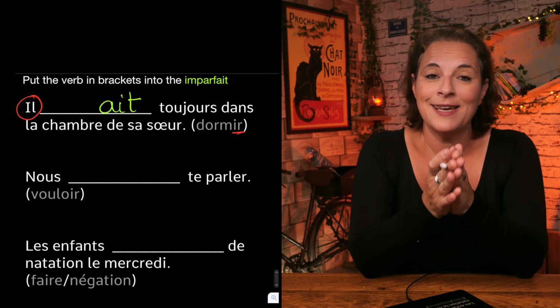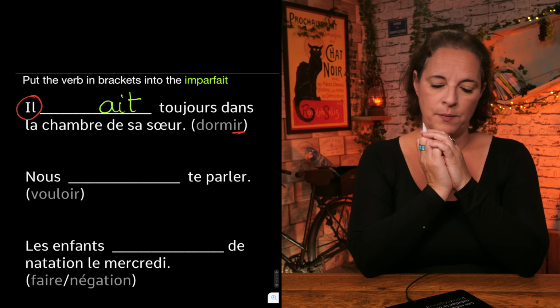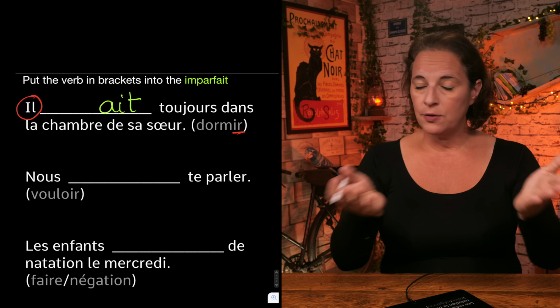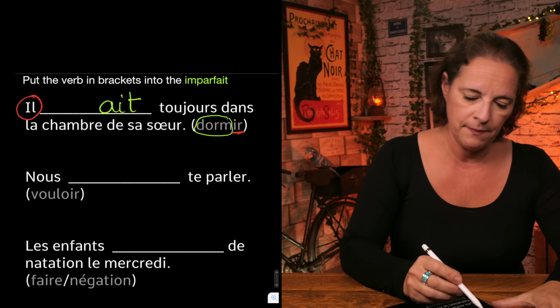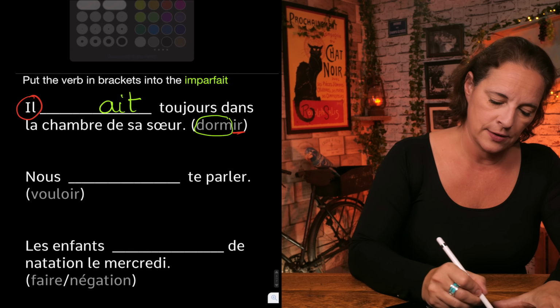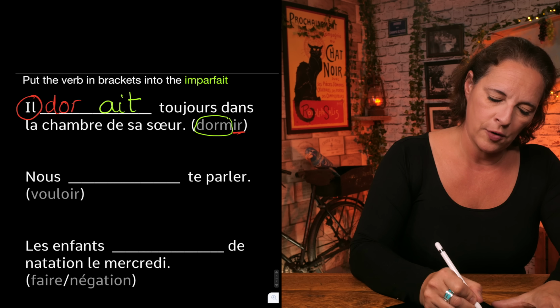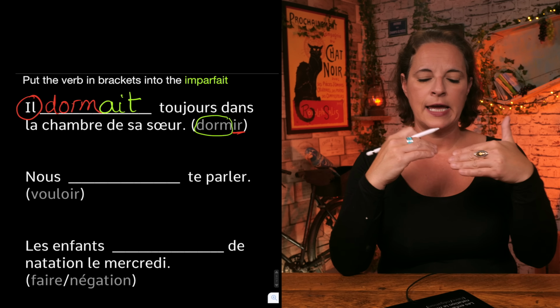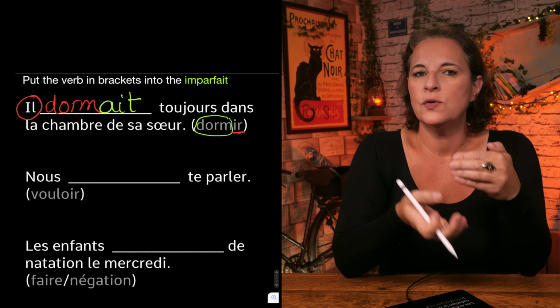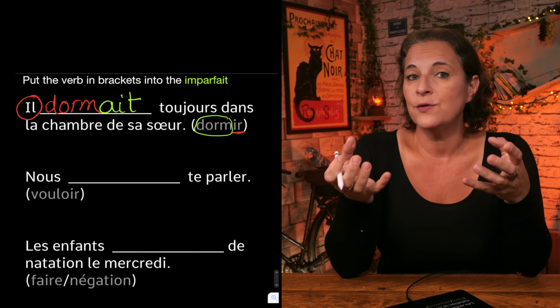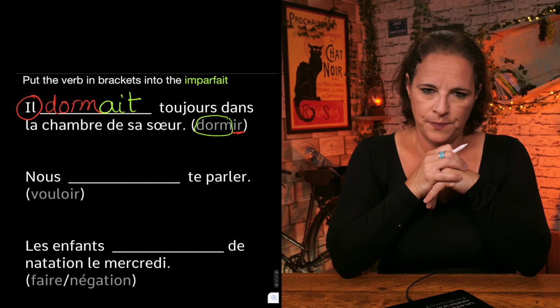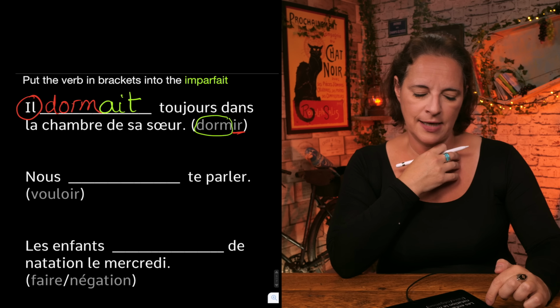But what is the stem of that verb? For dormir, and you may not know that, we take just dorme, okay? So we add it to the ending, dorme. And here we've got il dormait, and that means he used to sleep. Il dormait toujours dans la chambre de sa sœur. He always used to sleep in his sister's bedroom. Okay, let's have a look at the next one.